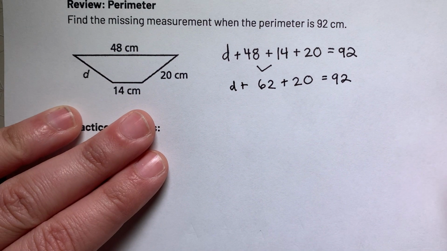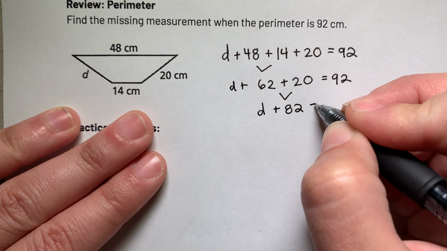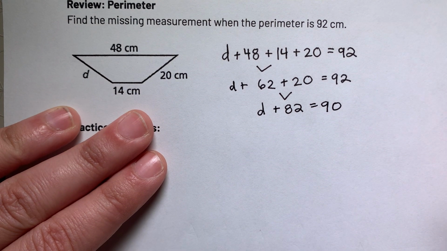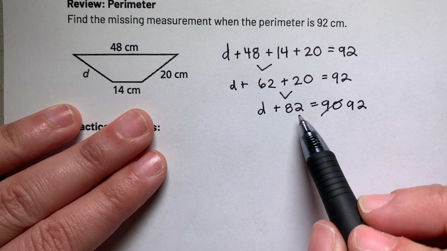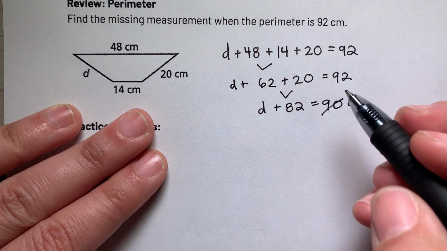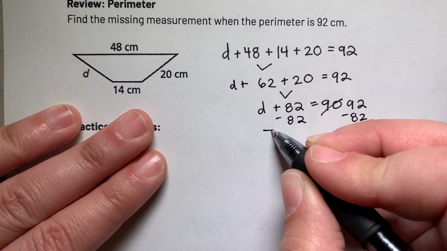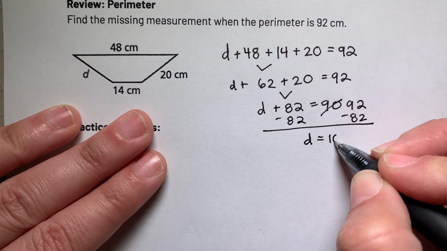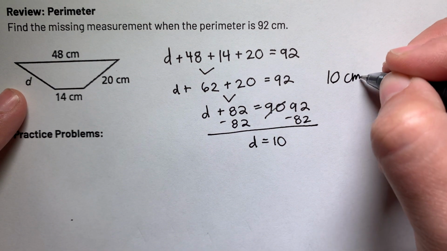I'm just simplifying. I'm gonna clean that up. 82 equals 92. Ooh, 92. This is why I don't like using pens. So you can just do some mental math here, or you can actually solve it to be absolutely sure. So this tells me that that missing side is 10 centimeters.